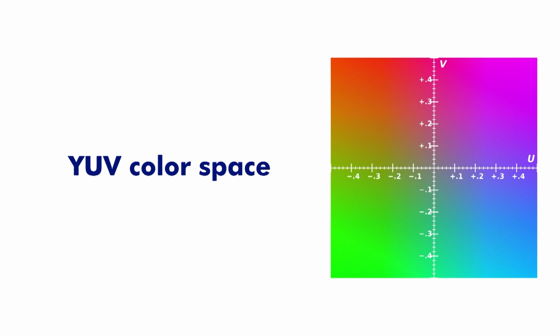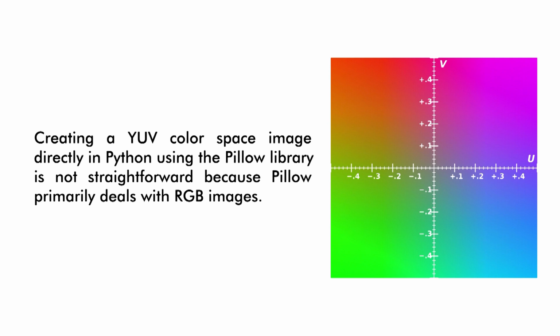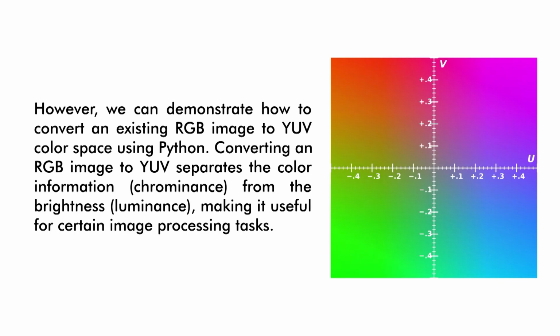Then the last one is the YUV color space. So what is YUV? Now we are creating a YUV color space image directly in Python. Again, using the Pillow library is not a straightforward method because Pillow primarily deals with RGB images. However, we can demonstrate how to convert an existing RGB image to YUV color space using Python. Converting an RGB image to YUV separates the color information, which we can call chrominance, from the brightness, which is called luminance, making it useful for certain image processing tasks.